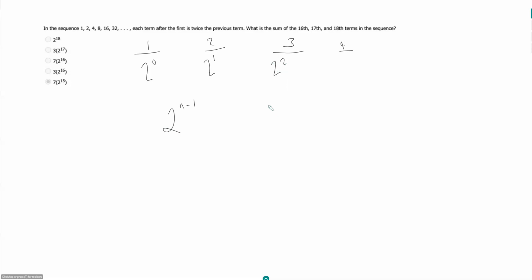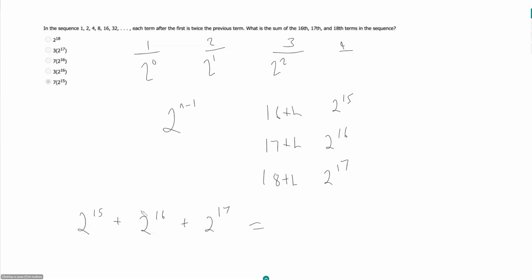So the 16th term should be 2 to the 16 minus 1, which is 2 to the 15th. The 17th term should be 2 to the 16th, and the 18th term should be 2 to the 17th. So now, they're asking for what is the sum of 2 to the 15th plus 2 to the 16th plus 2 to the 17th. So how can I do this without actually multiplying these all out?